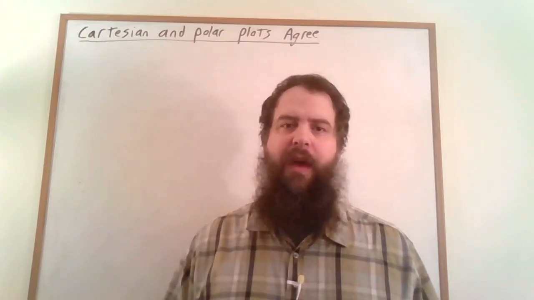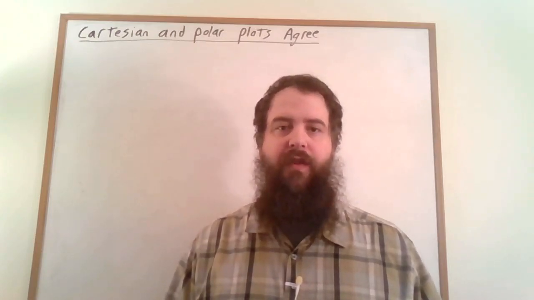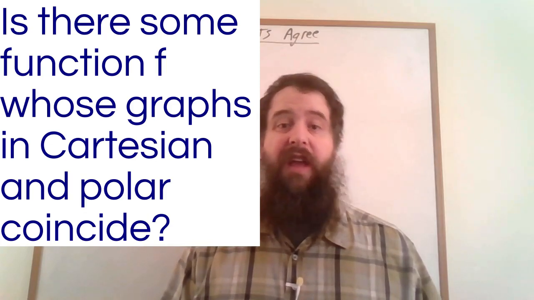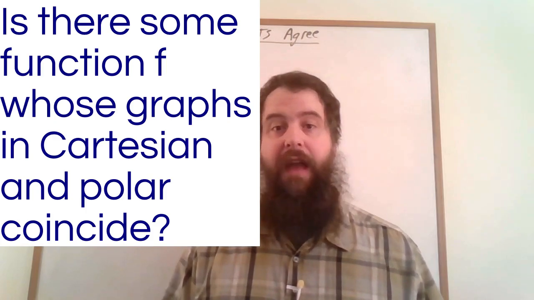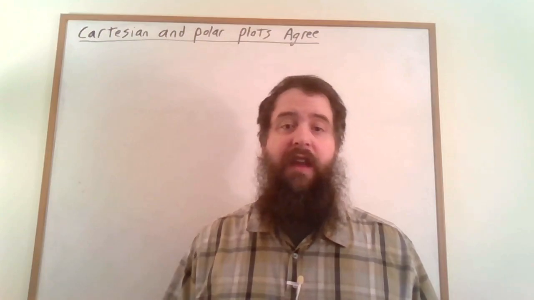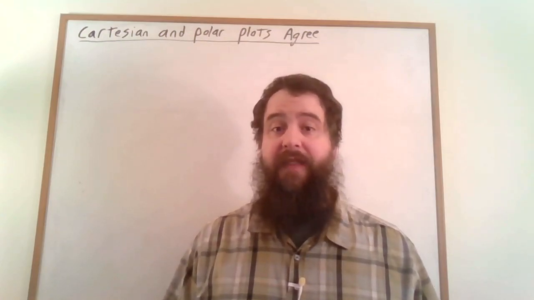Hello, in this video I'd like to ask and partially answer the question, is there some function whose graphs in Cartesian and polar coordinates coincide? That is, if you graph y equals f of x and r equals f of theta on a graphing calculator, you'll get the same graph.